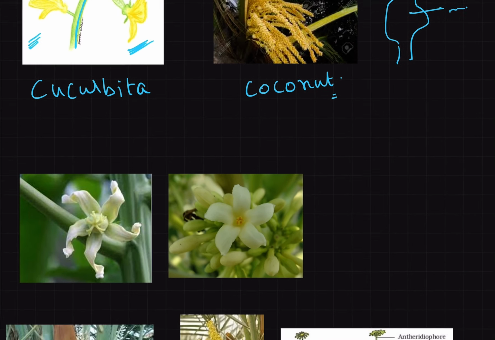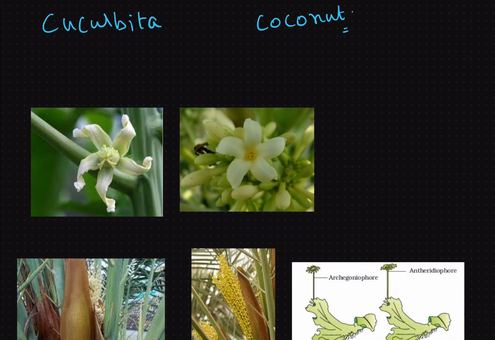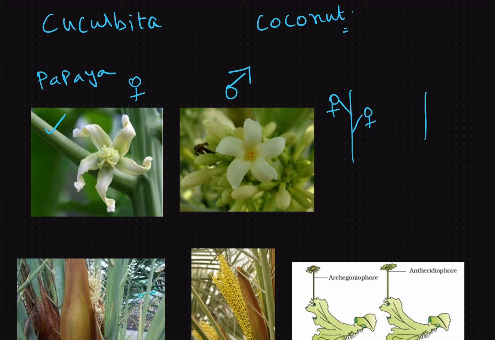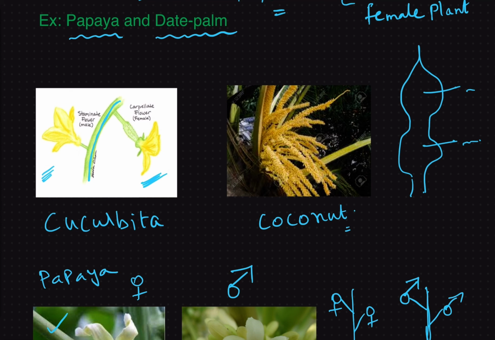Let us have a look at this example. This is the papaya, the female and the male. This is the female flower and this is the male flower. They are not located on the same plant, they are located on different plants. The female papaya will carry only the female flowers, the male papaya plant will carry only the male flowers. So each species will have two plants, one male plant and one female plant. That condition is called the dioecious condition.